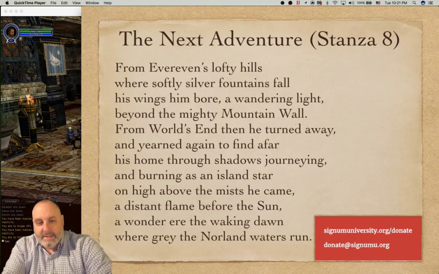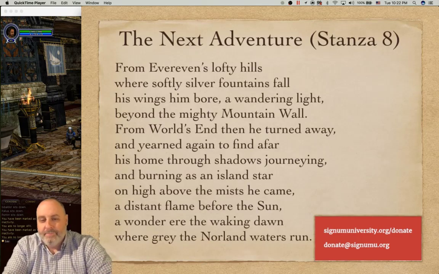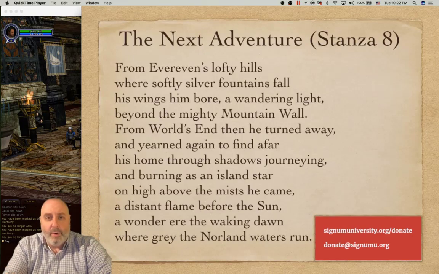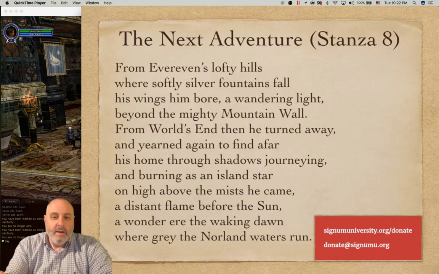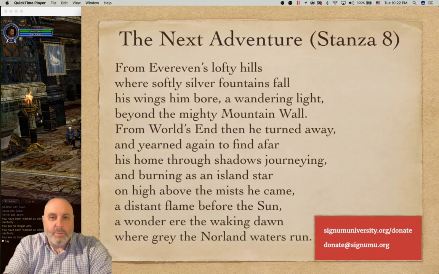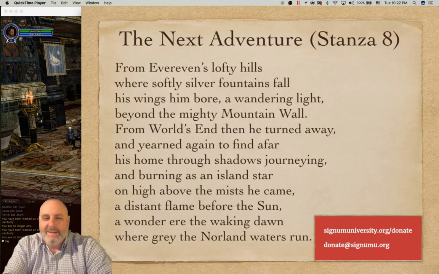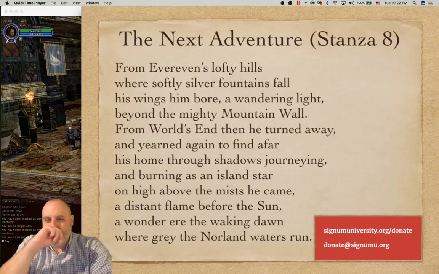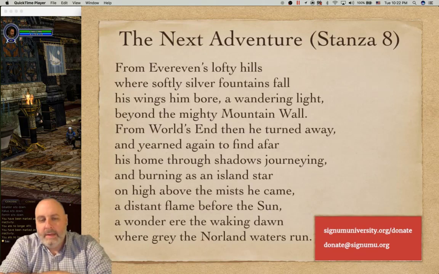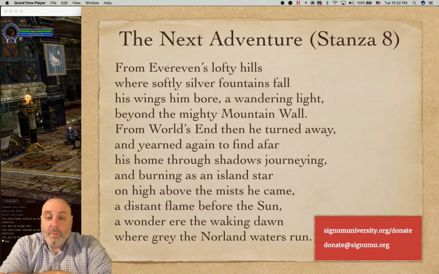A wandering light beyond the mighty mountain wall, which is basically an appositive, right? His wings him bore. Wait, whom did it bear? You know, him, a wandering light beyond the mighty mountain wall. Where were his wings bearing him? Right? His wings him bore. Okay. So we have him flying. He is characterized as a wandering light beyond the mighty mountain wall.